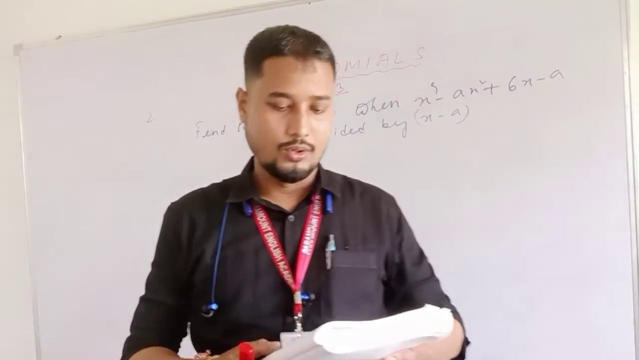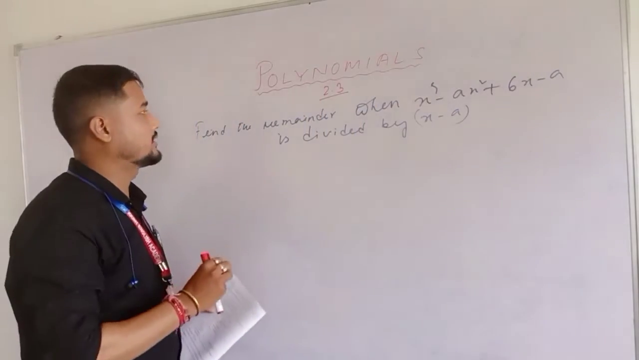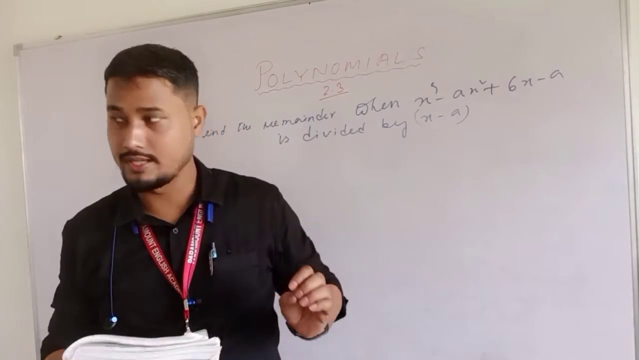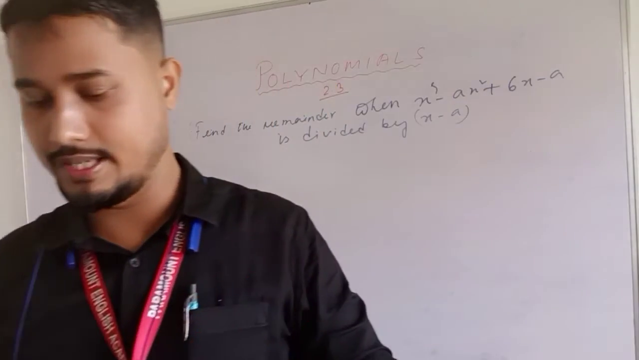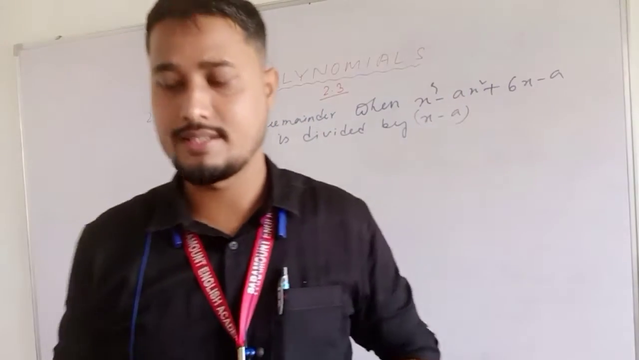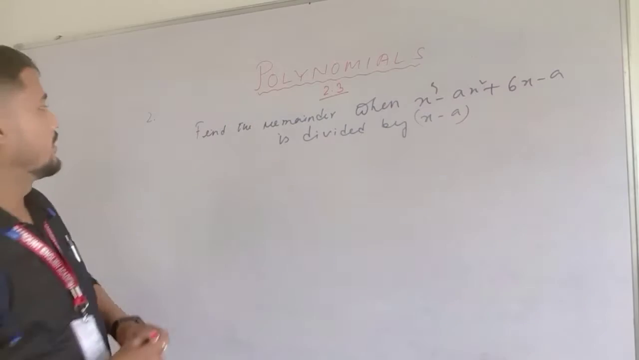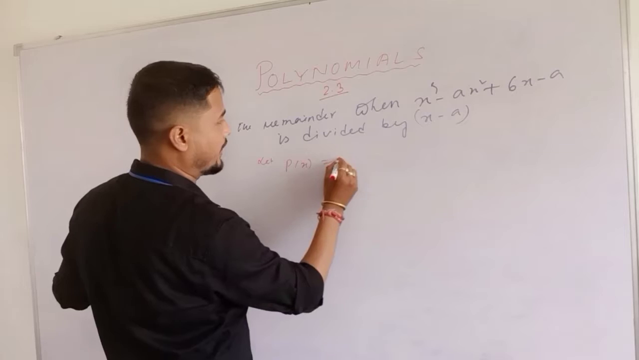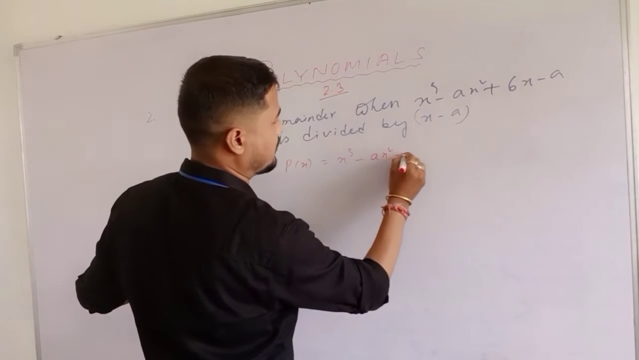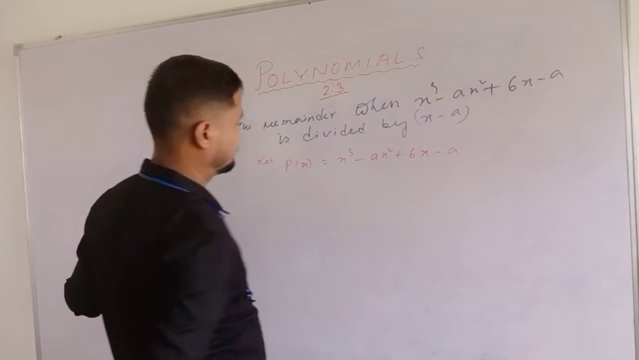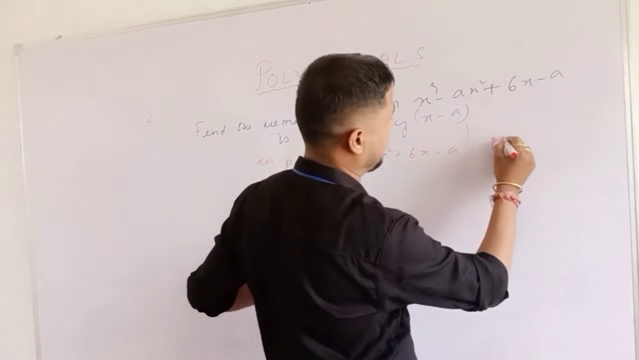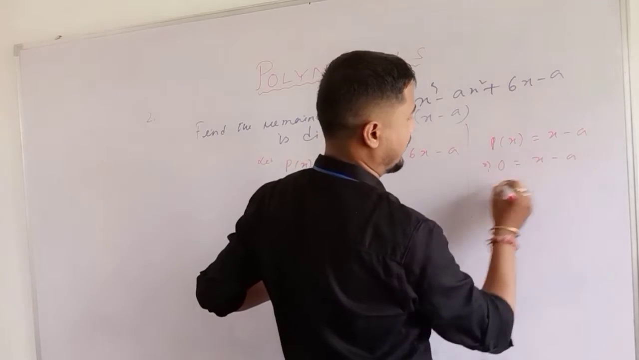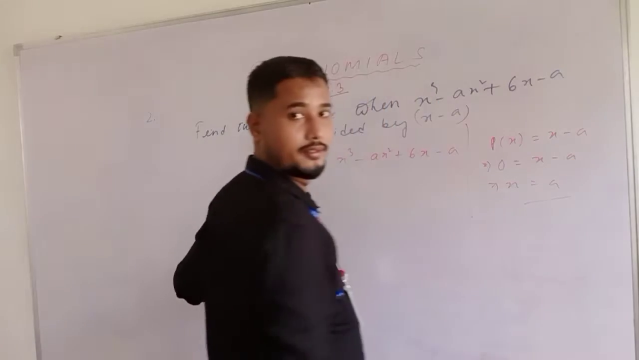Good morning. Exercise 2.3, question number 2. Find the remainder when x cube minus ax square plus 6x minus a is divided by x minus a. Let p of x equal to x cube minus ax square plus 6x minus a. Given x minus a, set x minus a equal to 0, so x equals a.